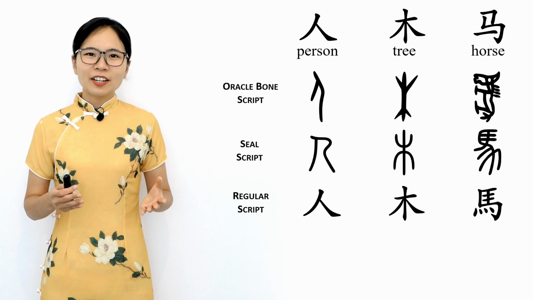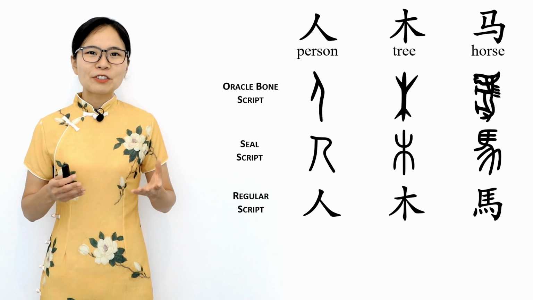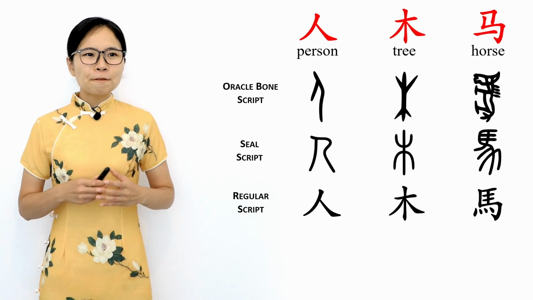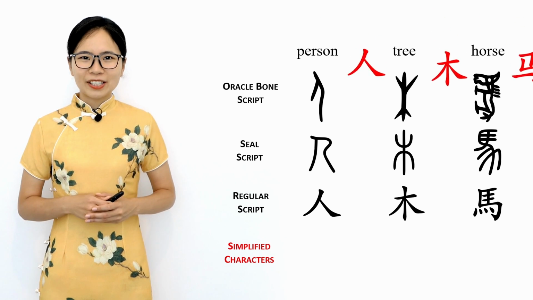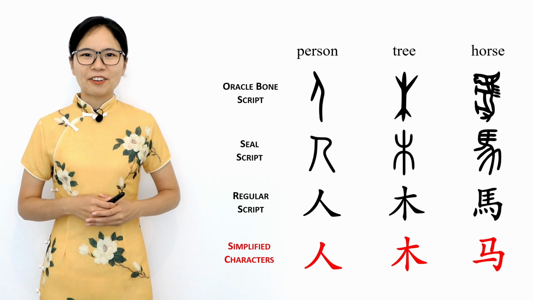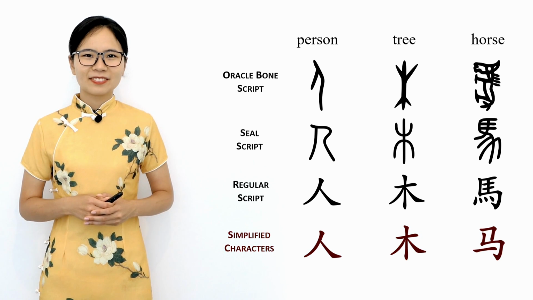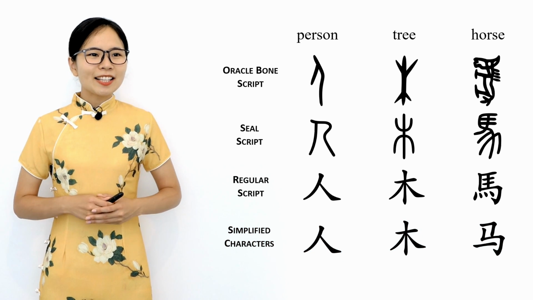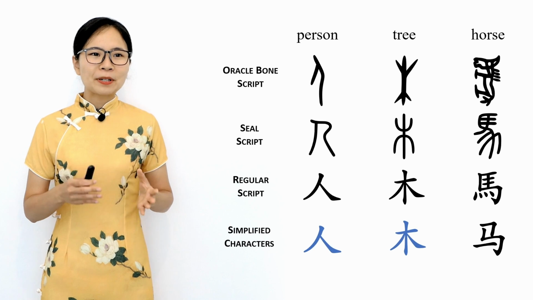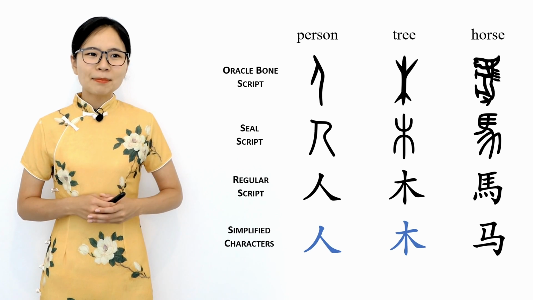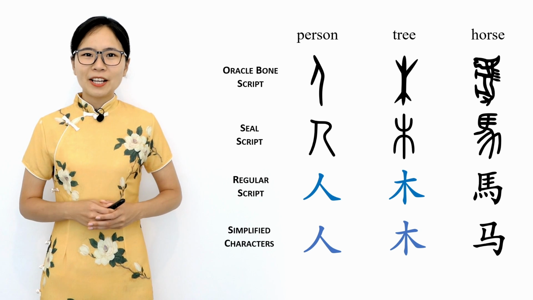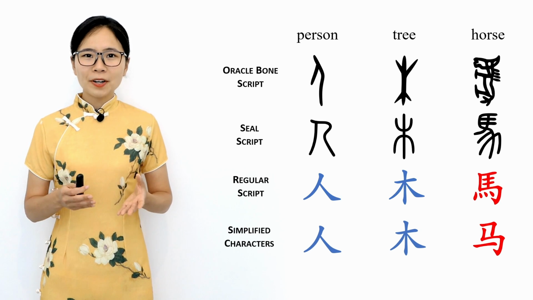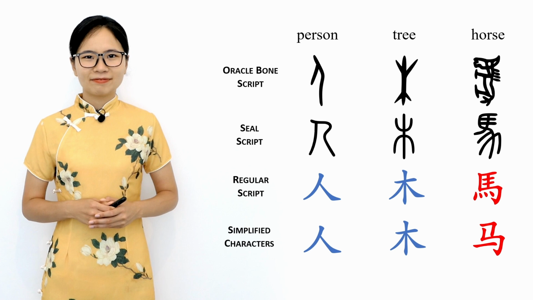Going back to our chart that shows the evolution of Chinese characters, the first three I showed you at the top of this chart are actually simplified Chinese characters. Here you can see the simplified characters for person and tree are the same as the regular script characters. Of these three, only the character for horse was changed.